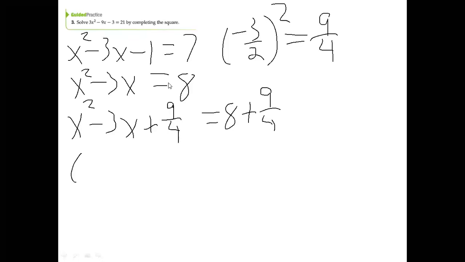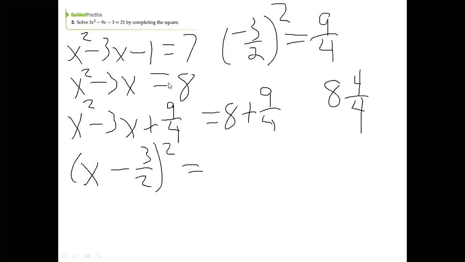Factored form would be x minus 3 halves squared equals, now 8 plus 9/4. You could write 8 as a fraction over 4 by multiplying it by 4 over 4, which would get you 32 over 4, plus 9 over 4 would give you 41 over 4. Square root both sides, you get x minus 3 halves equals plus or minus square root 41 over 2.